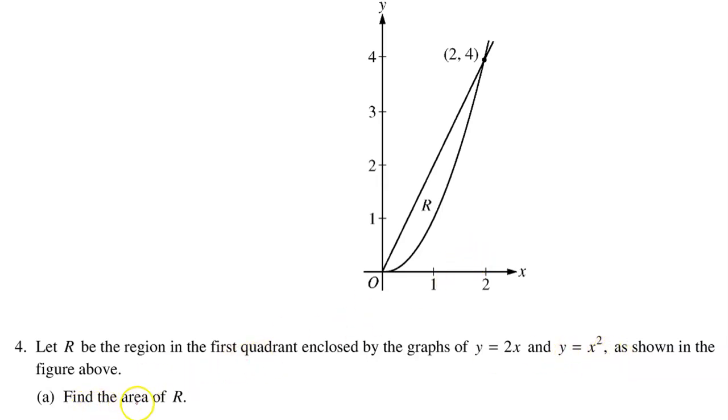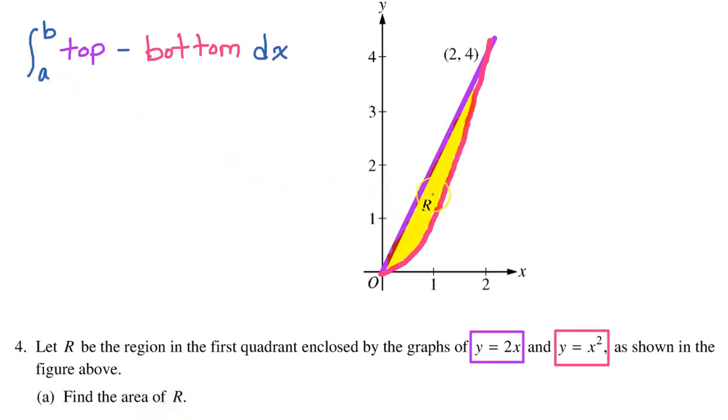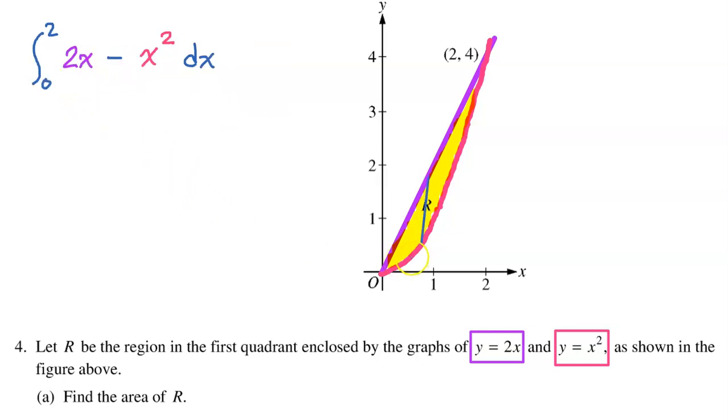Part A: find the area of region R. You can find the area between two curves by integrating with respect to x if you integrate the top curve minus the bottom curve. When you integrate, you essentially add up all of the little vertical slices in order to form the area. Region R from left to right goes from 0 to 2. So in order to add up all of the little vertical slices between 0 and 2, the limits of integration will be 0 and 2.